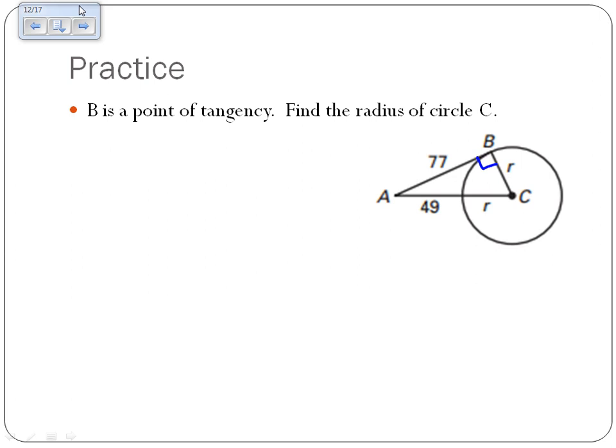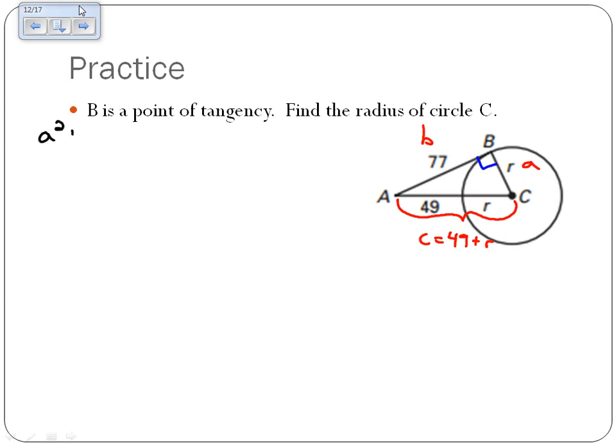What variable do they use for that? R. Do you have a question or no? All right. They ask for R. Well, can we still use the Pythagorean theorem? Yes. So if I label this as A, and this is B, do you notice that C will be the entire thing? So C here is going to equal 49 plus R. You see how those two sides are added together? Okay? So now let's set this up.